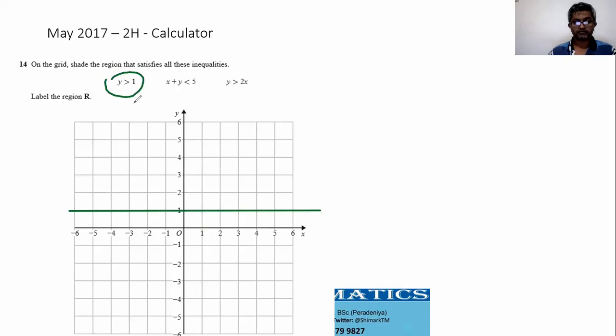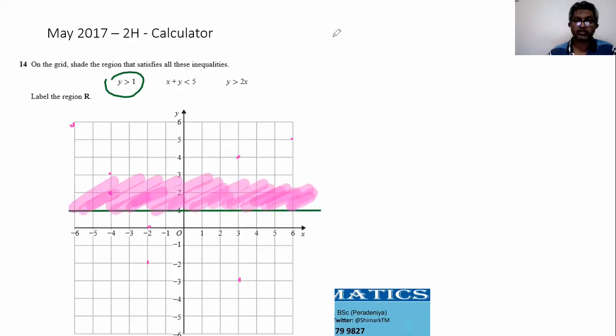y greater than 1. So which side do we have to shade? y is greater than 1 means this is the y equals 1 line. If you take here y equals 2, y equals 3, here y equals 4, here y equals 5, here y equals 6, and going down you get y equals 0, y equals -1, y equals -3. So which side is it going to be? The upper side, so this is the shaded area, right?